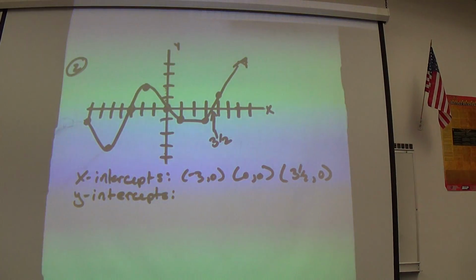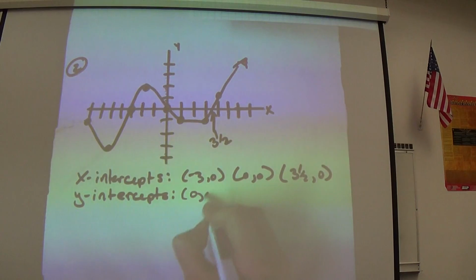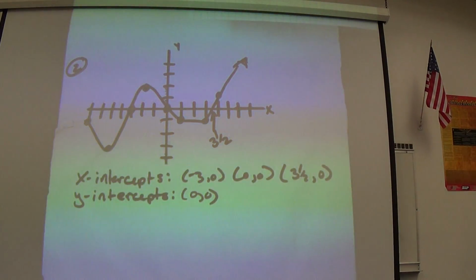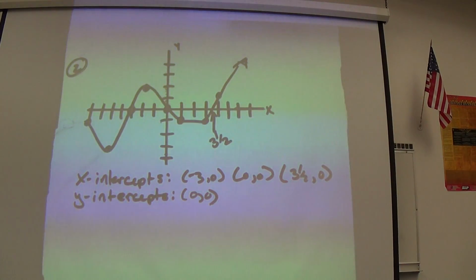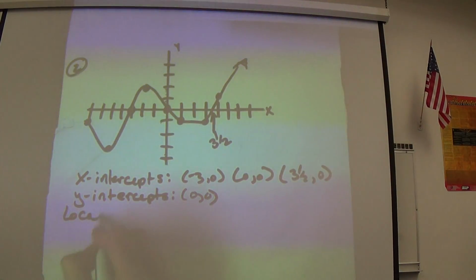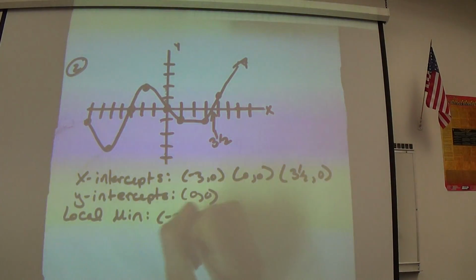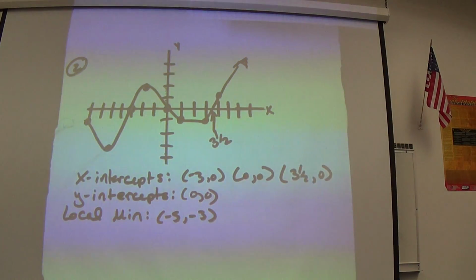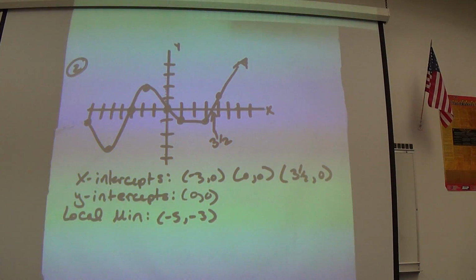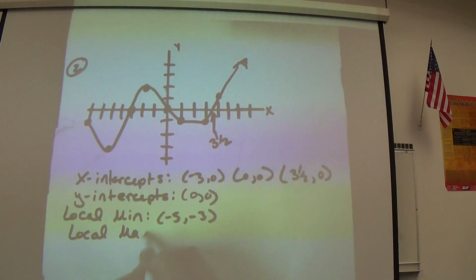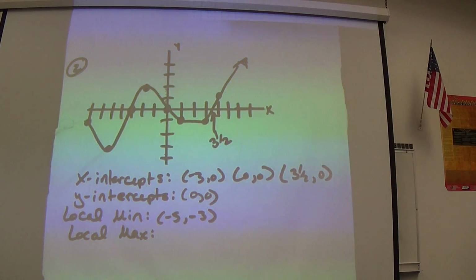Where do I cross the y-axis? 0, 0. In fact, if 0, 0 is an x-intercept, it will also be the y-intercept. You will only get one y-intercept, otherwise it's not a function. Local min. -5, -3. Good. Everybody sees where she puts that? Local max. -2, 2.